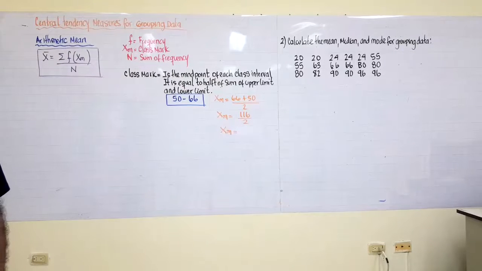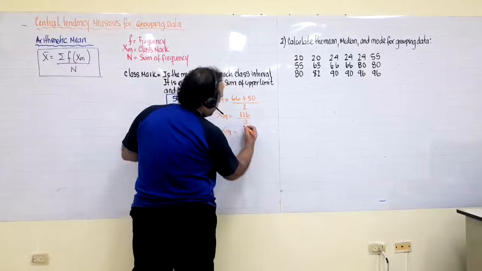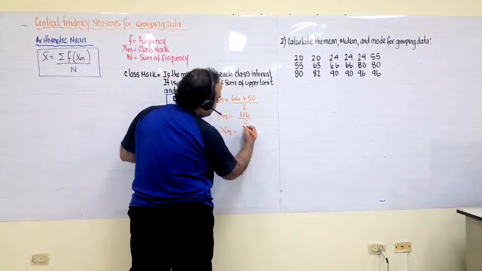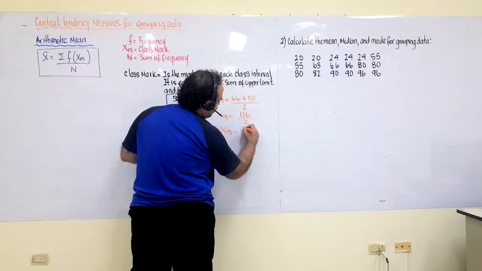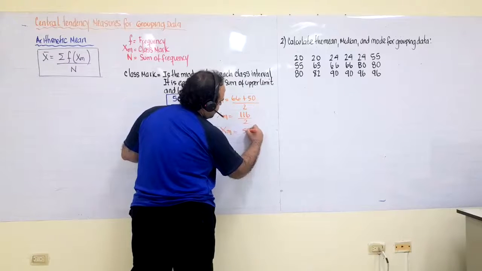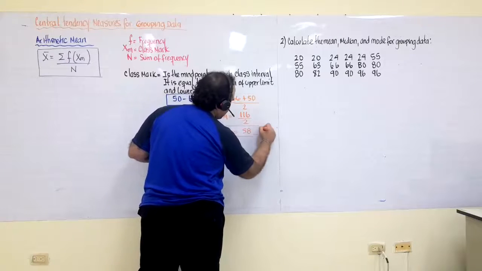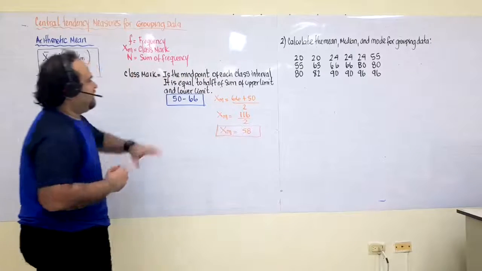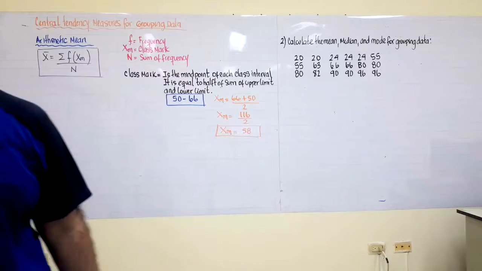So the class mark will be equal to la mitad de 116, which is 58. And this is how we can calculate the class mark. Understood until this part? Yes or not?